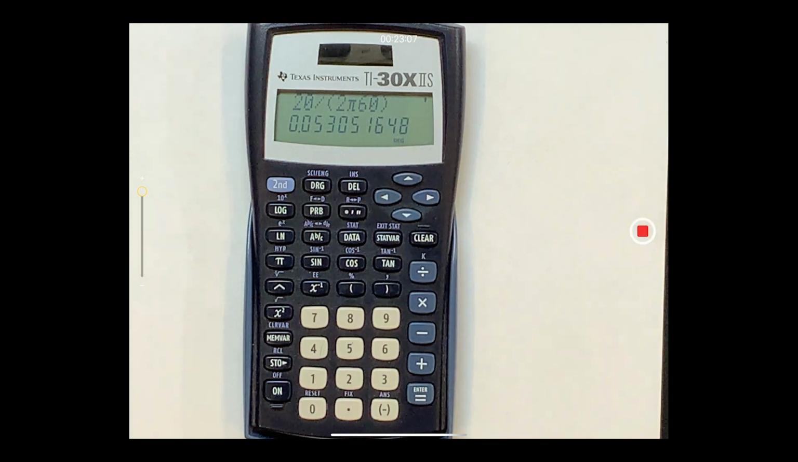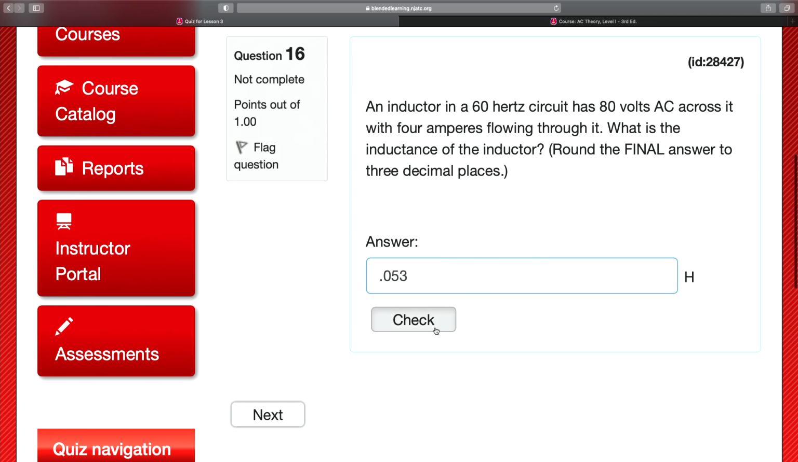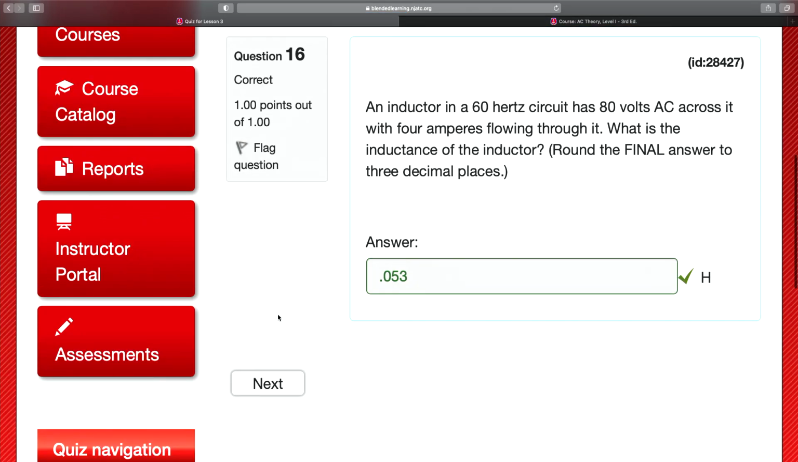Now, back on the problem, that is 0.053 henries. And because they're asking us in henries and to round the final answer to 3 decimal places, 0.053 would be the solution. Now checking that problem, it looks like we're right.